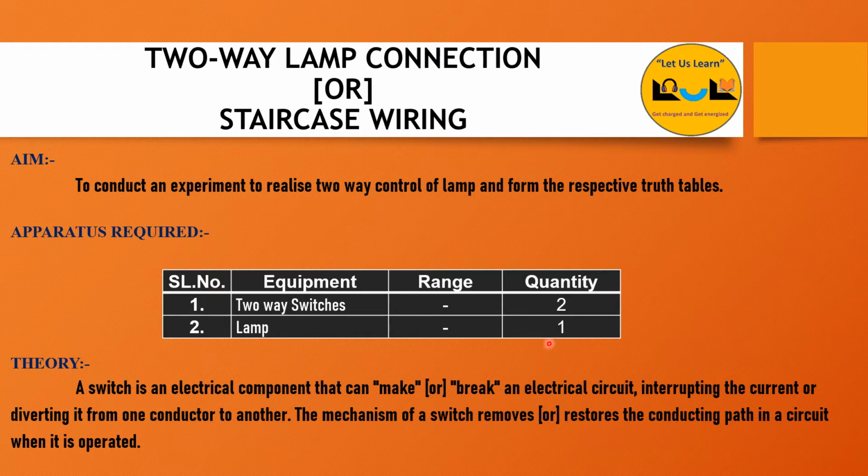So the theory of this experiment is: a switch is an electrical component that can make or break an electric circuit, interrupting the current or diverting it from one conductor to another. The mechanism of the switch removes or restores the conducting path in a circuit when it is operated. So this is the theory of this experiment.